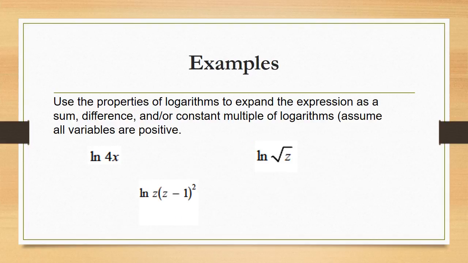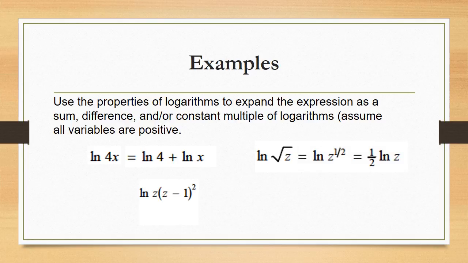Expand these expressions using our rules. Pause the recording, give it a try, and resume to check your answer. Okay, the natural log of 4x becomes the natural log of 4 plus the natural log of x. The natural log of the square root of z, remember square root is a 1/2 power, so the power comes down front and we have 1/2 natural log of z.